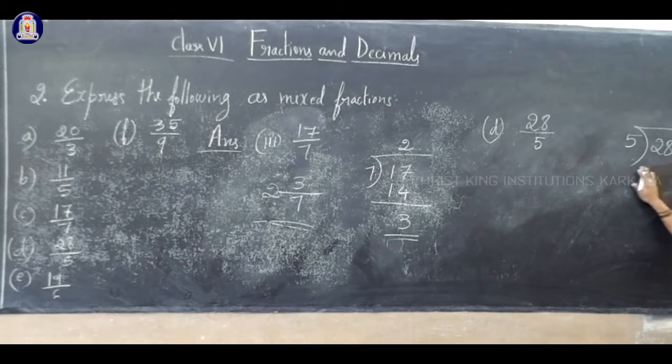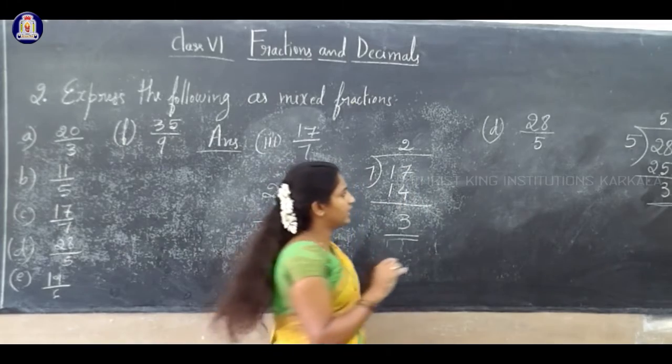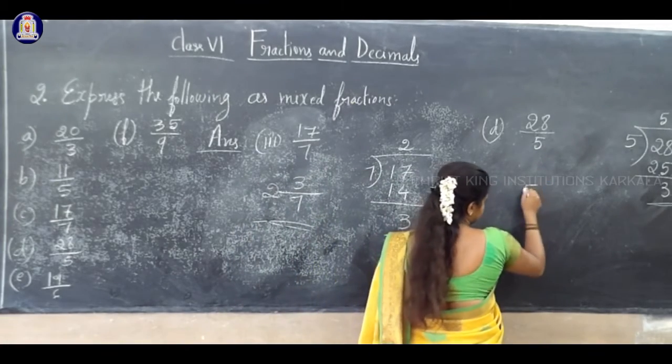So we cannot subtract. So now what can we write? 5 5s are, we cannot write 5 6s are. So 5 5s are 25. Clear? So 5 5s are 25 and 8 minus 5 is 3. So 2 minus 2 is 0. So what is our remainder? Remainder is 3. So now write the denominator as it is.